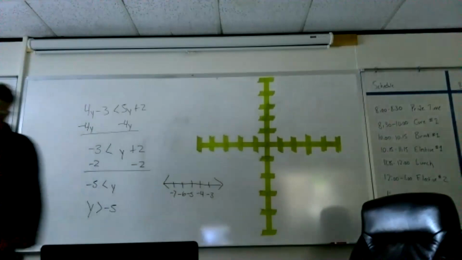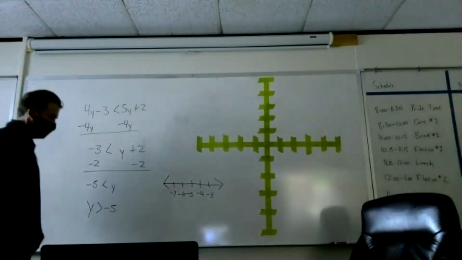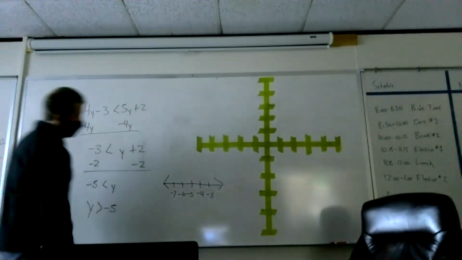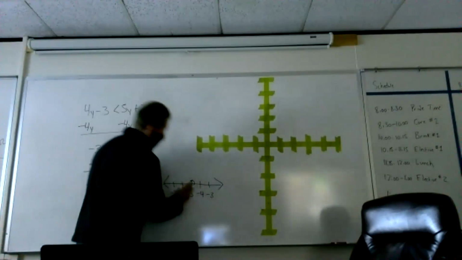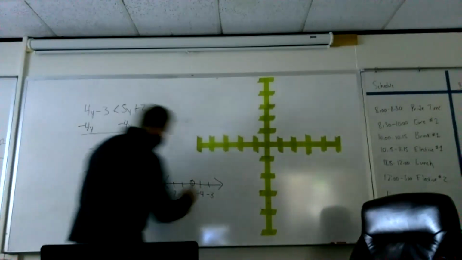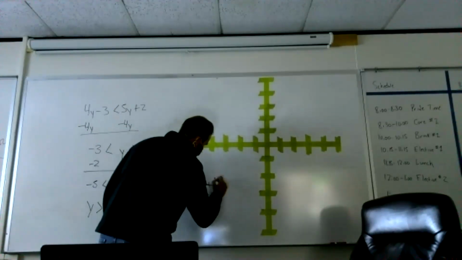And now it's time to graph. You can see that my inequality is just saying greater than. What this sign represents on a number line is I'm going to have an open circle on negative 5, and then I'm going to shade everything that is greater than negative 5. So my graph is going to look like this.